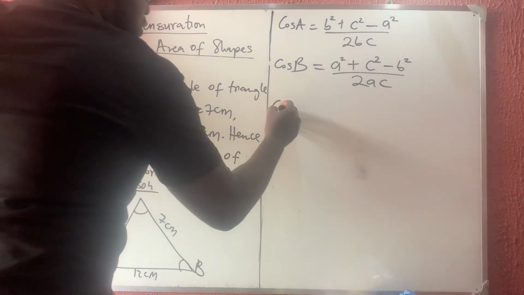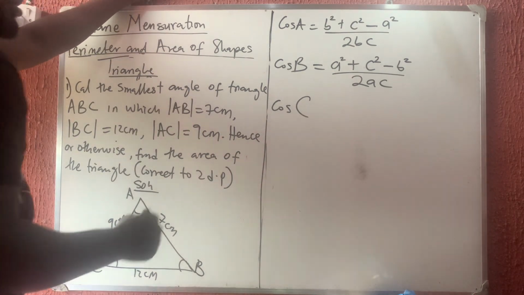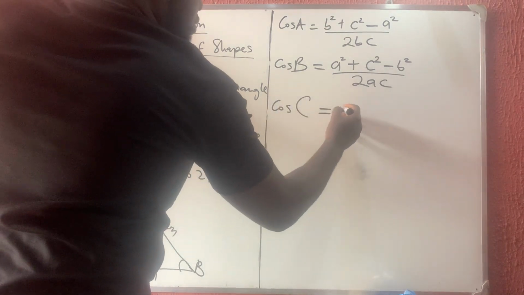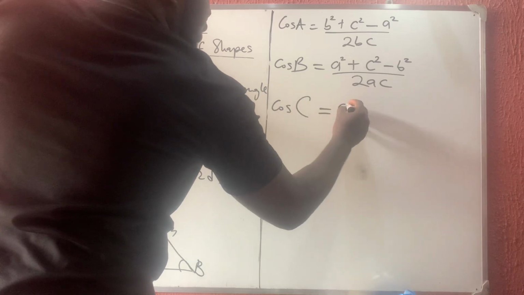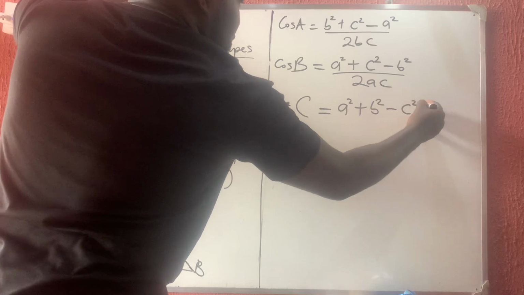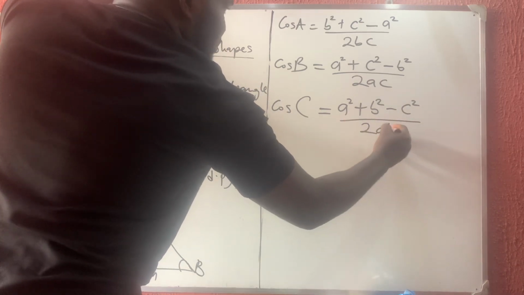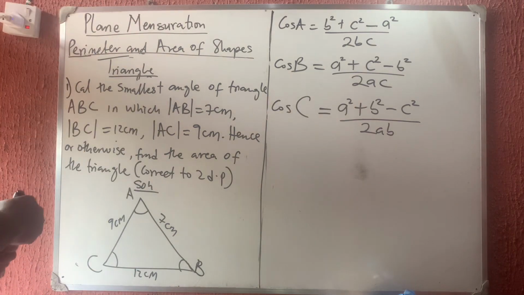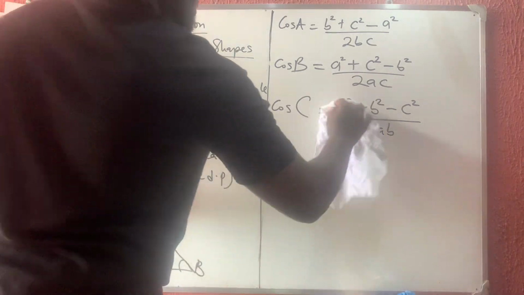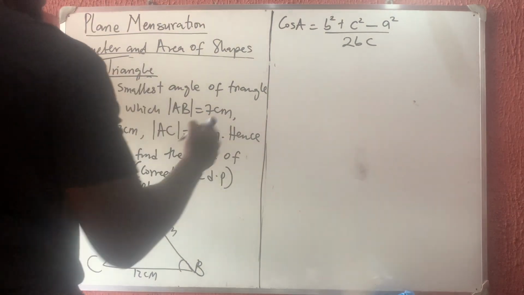Look at this one now. Cos C, if I'm looking for this angle C, cos C will be equal to: I'm not starting with C, I'm going to start with A squared plus B squared, while the C will come with minus C squared, then all over 2 the same A the same B. So the formula is not difficult to remember. Having known this, let us now substitute and get our A that we are looking for.